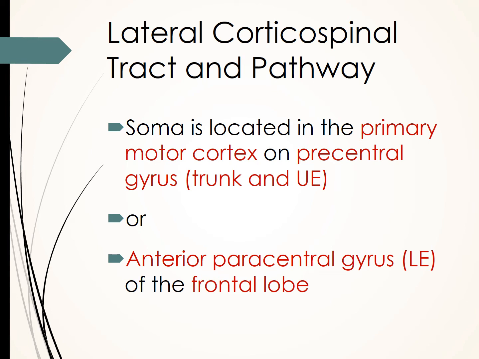Similar to our primary somatosensory cortex, the primary motor cortex is situated on two continuous gyri. The precentral gyrus on the superior lateral aspect of the cerebral hemisphere, and the anterior paracentral gyrus on the medial aspect of the hemisphere. The somas for neurons that will be going to activate lower motor neurons to muscles of the trunk and upper extremity are located on the precentral gyrus. Those that are going to activate lower motor neurons to muscles of the lower extremity will be located on the anterior paracentral gyrus. Both of these gyri are located in the frontal lobe.